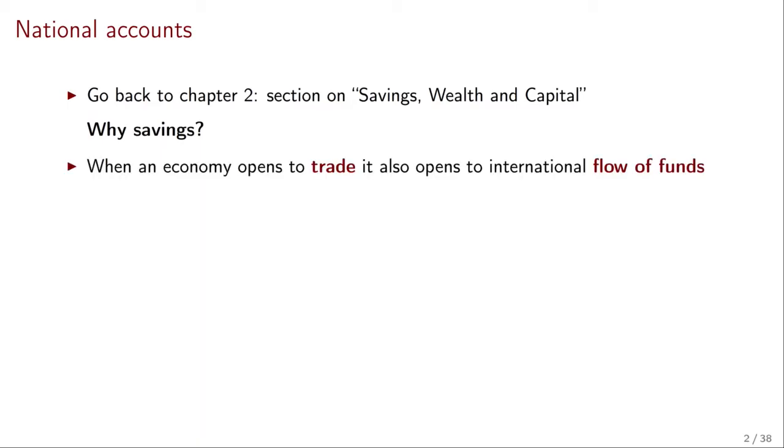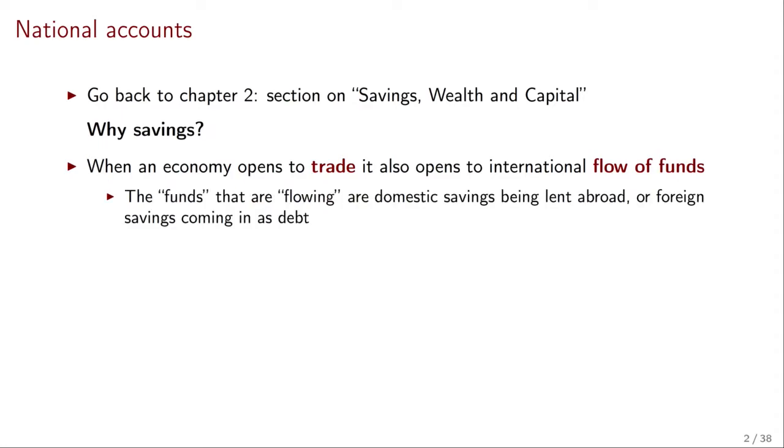The reason is that when an economy opens to trade, it also opens to international flow of funds. And what does that mean exactly? What funds are flowing? Well, the funds that are flowing are domestic savings being lent abroad, say to other countries, and foreign savings coming into the country as domestic debt to foreign debtors. Now, this is very important because it basically tells us that there is a two-sided relationship between how much a country trades and the flow of funds between saving and borrowing across countries that takes place.